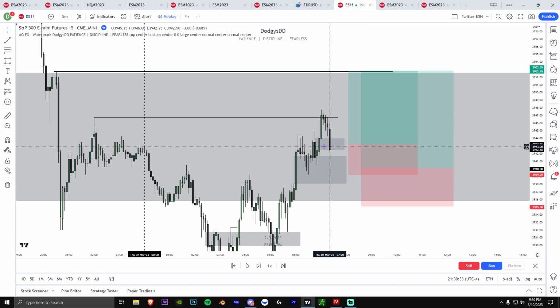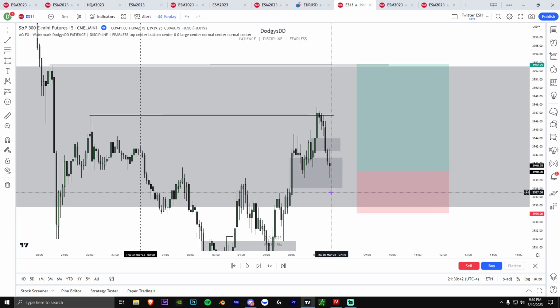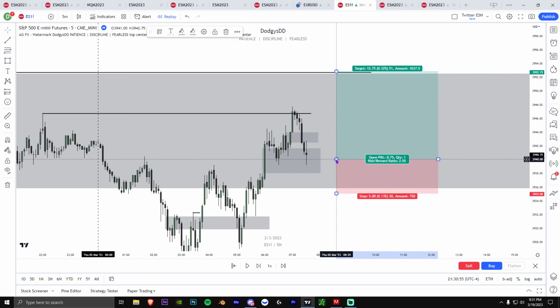So I would actually think this would fail. Okay, let me see what happens. Yep, so this failed miserably, okay? And you can kind of see it. I was thinking about taking this long, but I kind of took it off the last second because I totally never realized we just hit this. Okay, so I would not have taken that. But I'd still probably be in this trade.